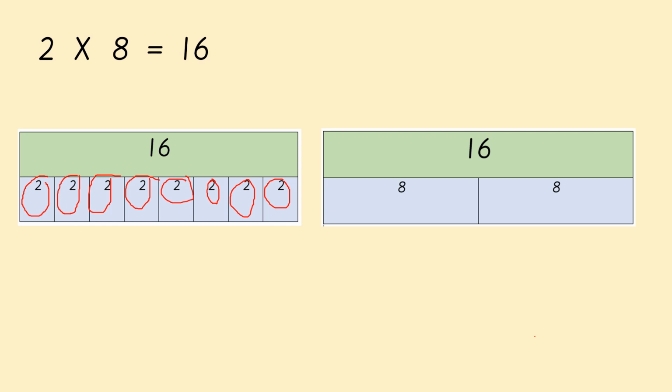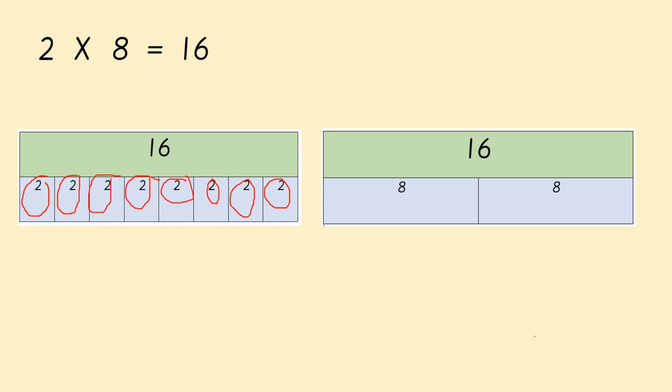Some people yesterday represented the calculation like this. Now, we know that 2 lots of 8 is 16. This is mathematically correct. This shows commutativity. You can do the calculation either way round, switching the multiplicand and the multiplier.